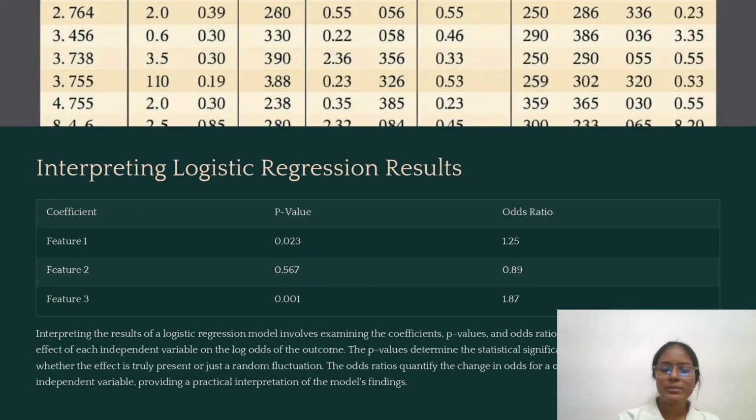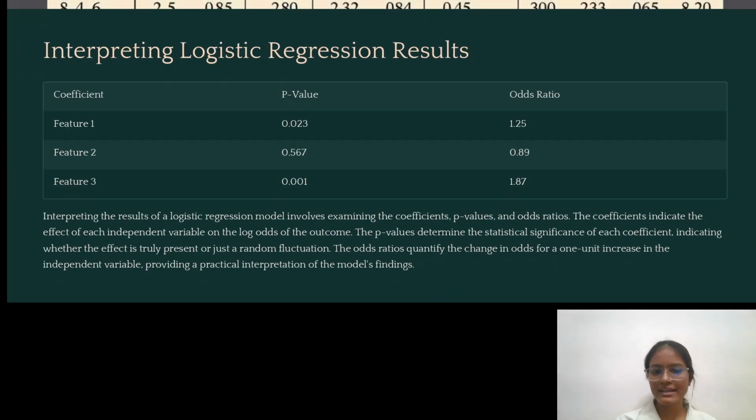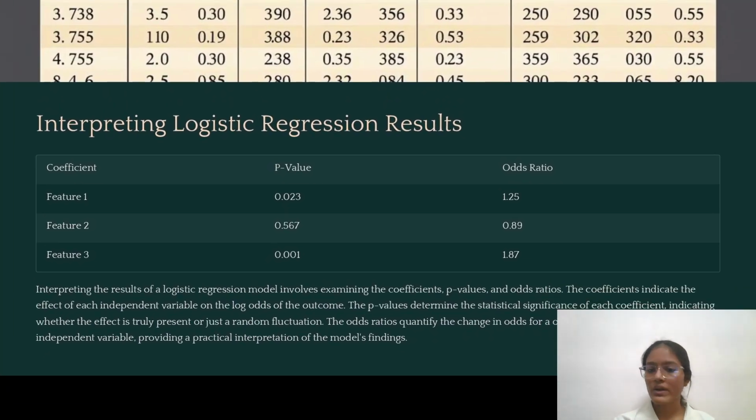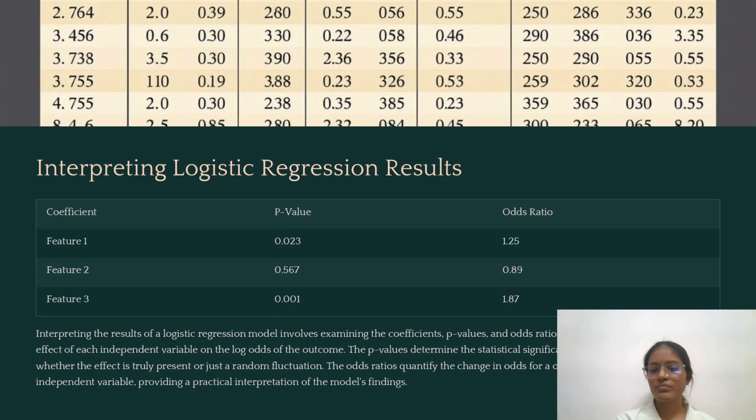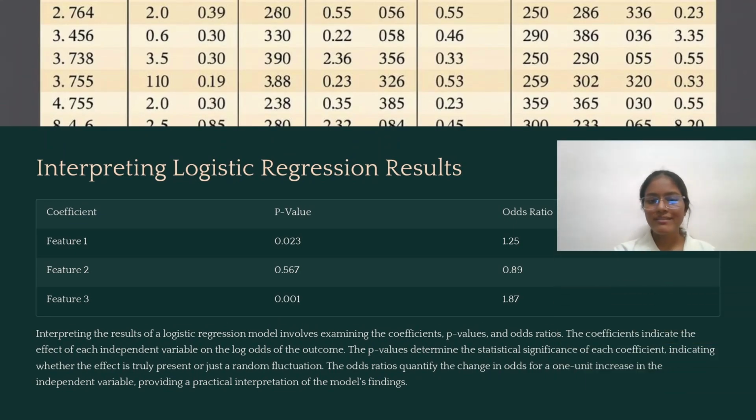Now, how can we interpret logistic regression results? To interpret the results of a logistic regression model, examine the coefficients, p values and the odds ratios. The coefficient indicates the effect of each independent variable on the log odds of the outcome. The p value determines the statistical significance of each coefficient, indicating whether the effect is truly present or just a random fluctuation. The odds ratio quantifies the change in the odds for a 1 unit increase in the independent variable, providing a practical interpretation of the model's findings.